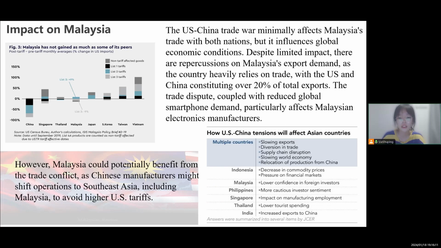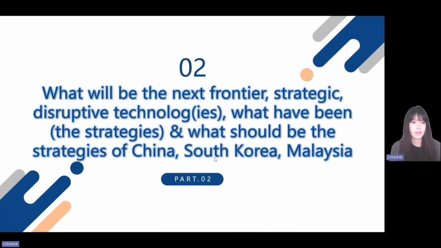So, in summary, the US-China tech war has brought about a complex set of challenges and opportunities for China, South Korea, Malaysia, etc. Okay, that's the end of this part. Let's move on to the next part. I will talk about what the next frontier strategic disruptive technologies will be, what the strategies have been, and what the strategies of China, South Korea, and Malaysia should be.